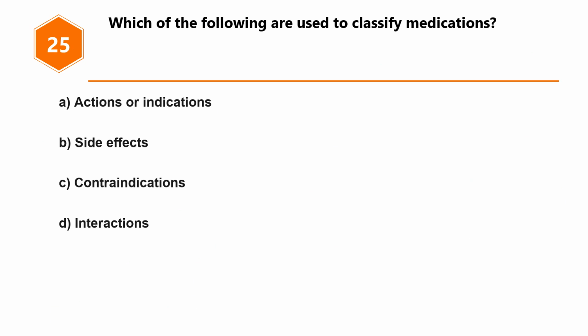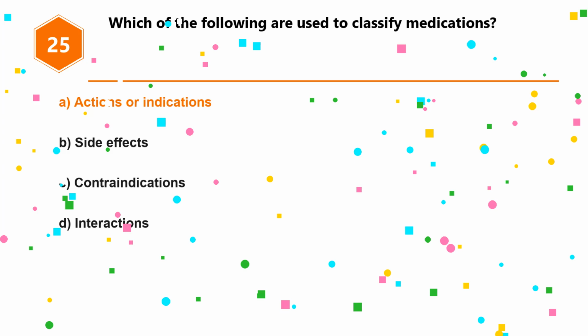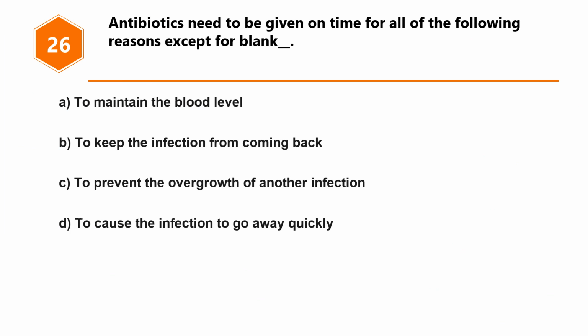Question 25. Which of the following are used to classify medications? Option A. Actions or indications. Option B. Side effects. Option C. Contraindications. Option D. Interactions. The correct answer is option A. Actions or indications.